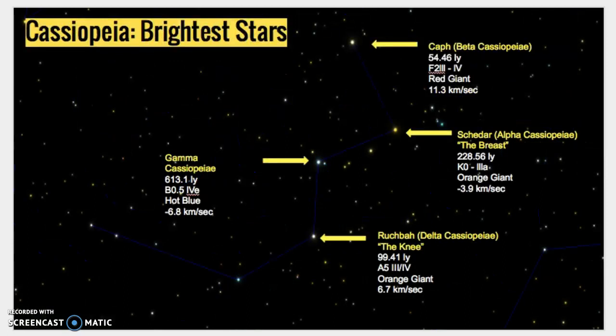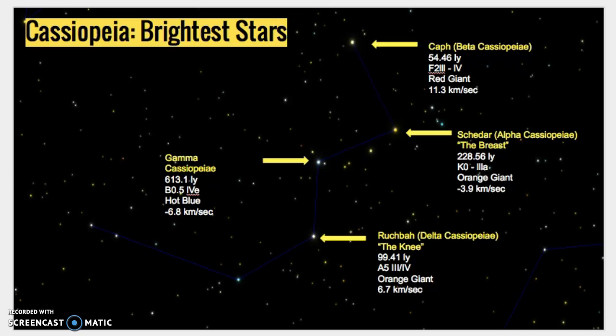And now to talk about Cassiopeia's brightest stars, I'm just going to go in order. So the alpha star is Schedar. It's also known as the breast of Cassiopeia. Running down the lines, the first line is the distance of this star in light years. The next line is its spectral type. The following line is its evolutionary stage. And the last line is its radial velocity. And that applies to all of these stars.